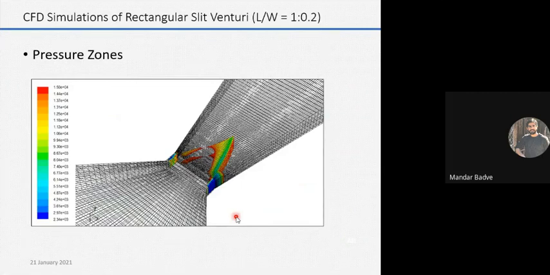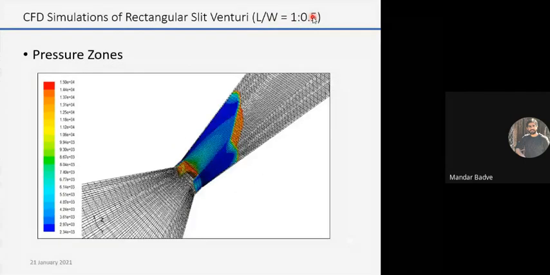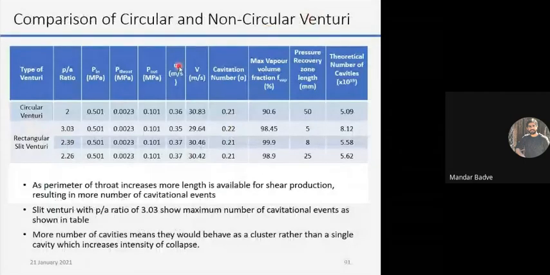These are different pressure recovery zones based on the length and width ratio of that rectangular geometry. Yes, so I'll just compare the circular geometry with the rectangular. There are three different types of rectangular geometry and one circular geometry, which were compared for the same inlet pressure. If you see, there are different pressure recovery zones.